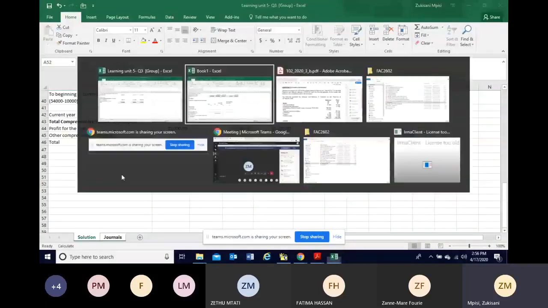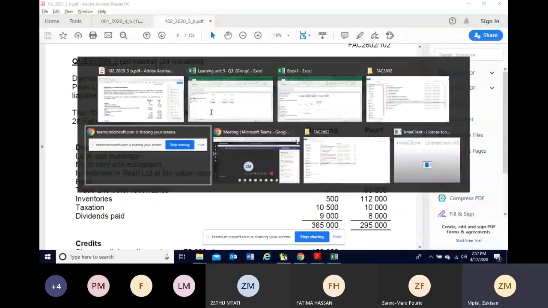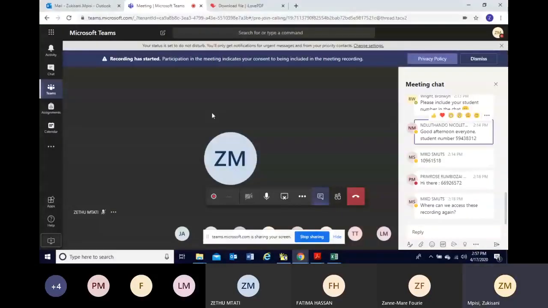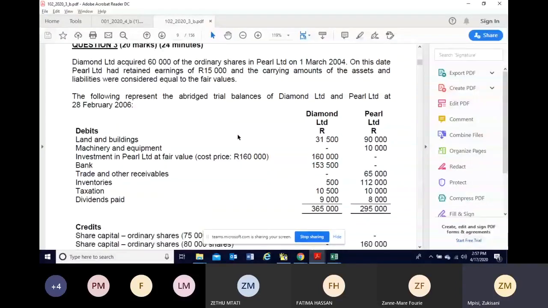So let's read the scenario quickly. Diamond Ltd acquired 60,000 ordinary shares in PEL Ltd on 1 March 2004. On this date, PEL Ltd had retained earnings of 15,000, and the carrying amounts of the assets and liabilities were considered at fair values. The following represent the abridged trial balances of Diamond Ltd and Pearl Ltd at 28 February 2006.